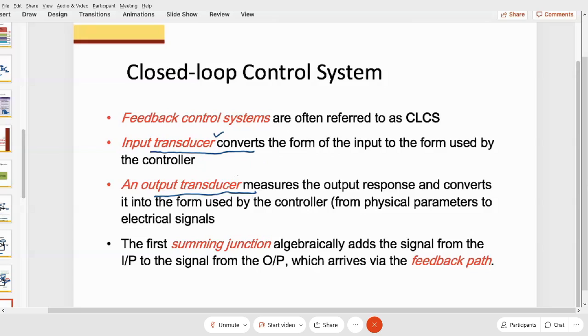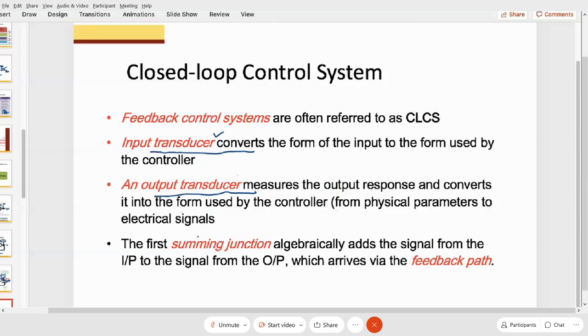The output transducer measures the output response and converts it into the form used by the controller, meaning basically into an electrical signal, because all the components, the processor and the comparator, are electrical components. So the transducer will convert the output signal from your system into an electrical signal.